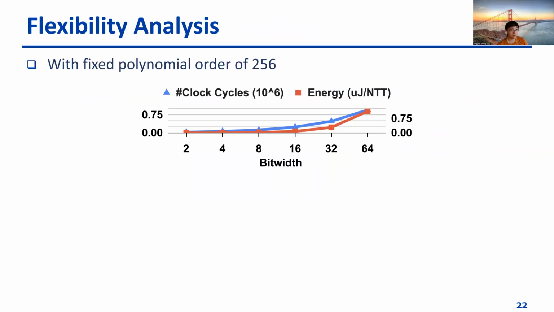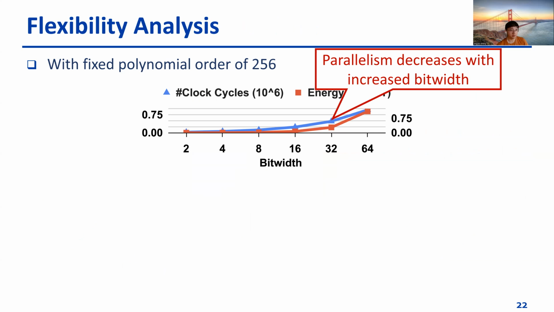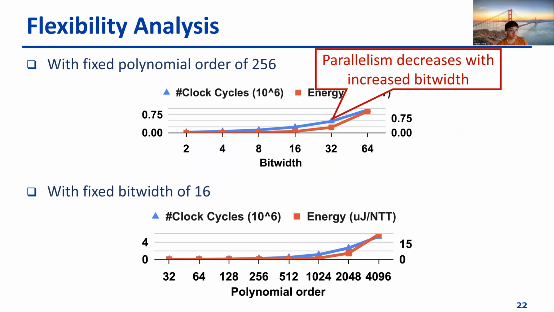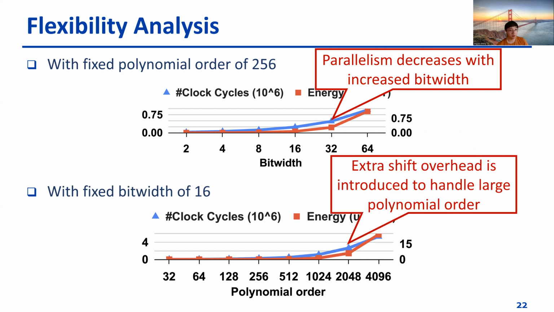We also conducted flexibility analysis on BP-NTT. With the increasing bit width, parallelism decreases due to the fixed array size. With the increasing polynomial order, the latency and energy increase more rapidly because extra shift overhead is introduced to handle large polynomial order.